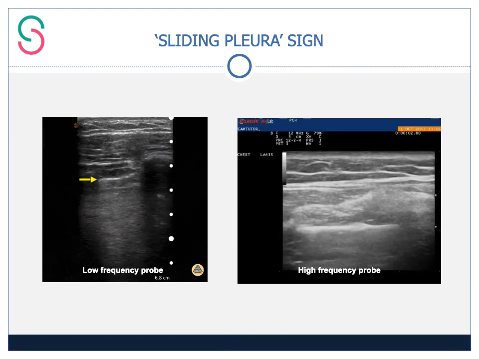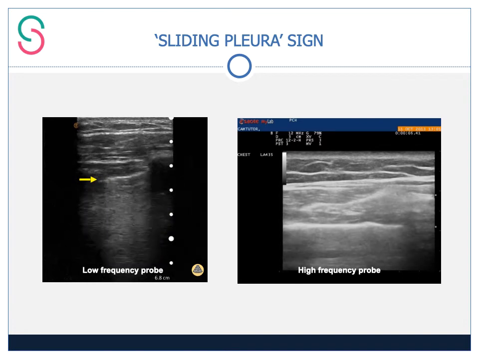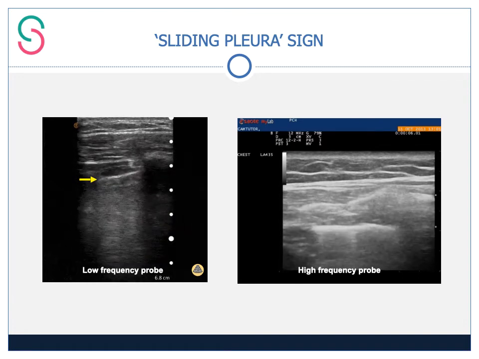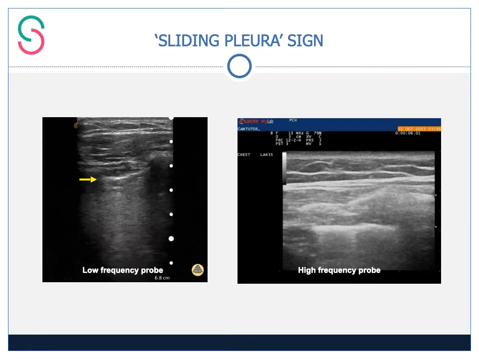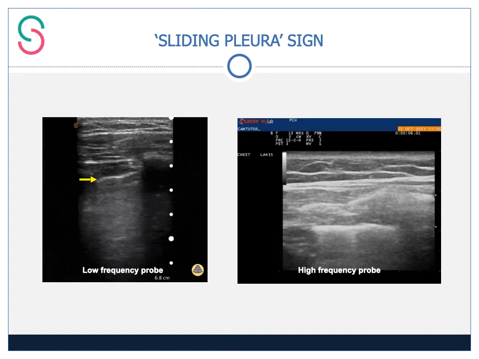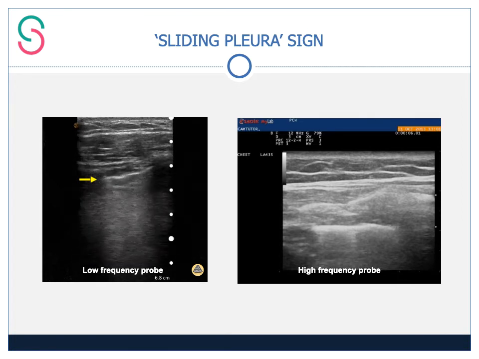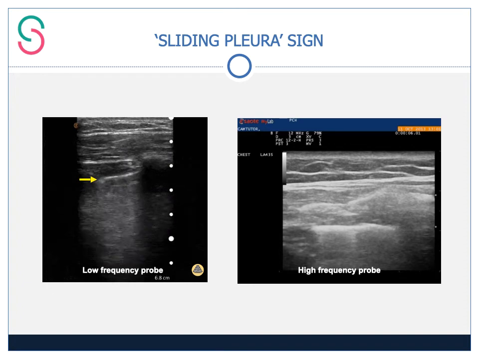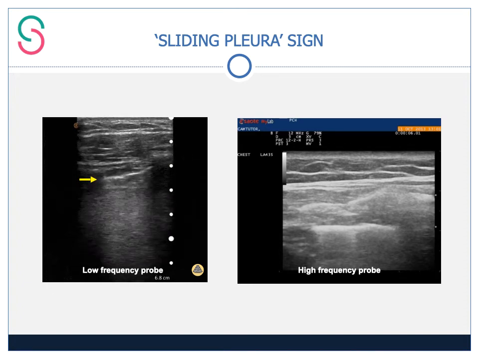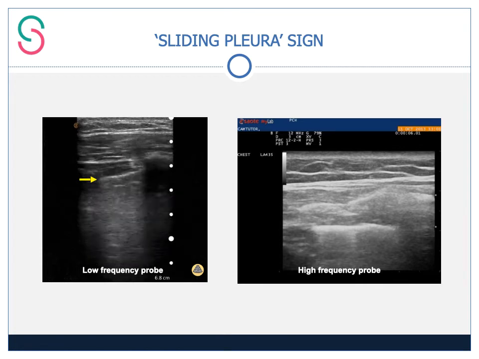Another important sign to detect in lung ultrasound is the sliding pleura sign, demonstrated here with the 2 videos. And this is a hyperechoic line showing a shimmering and an image of some form of movement. You can visualize this very well by holding the probe in a vertical position, generating the 2 rib shadows on either side as a contrast to the pleural line in between. The pleural line can be seen effectively using a low frequency probe or the high frequency linear probe.